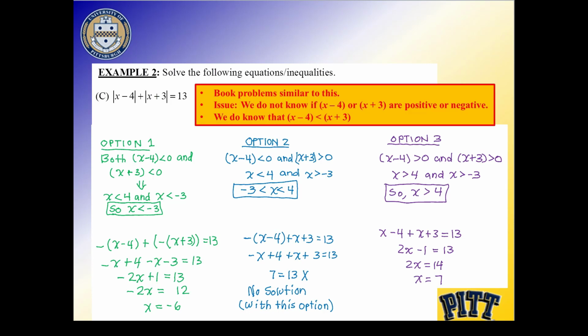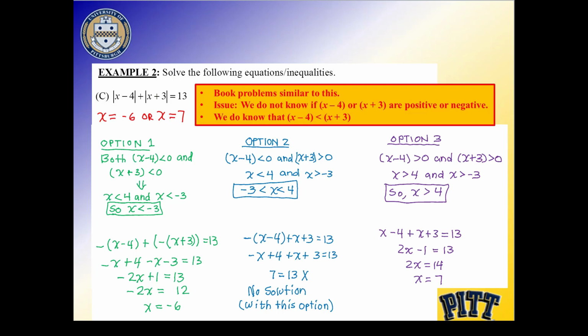x plus x minus 4 plus 3 becomes 2x minus 1 equals 13. I add 1 to both sides as well as divide by 2, and I get x equals 7. And those would be the two solutions to your equation. Sometimes equations like this can actually have an interval for answers. Very rare, but it can.